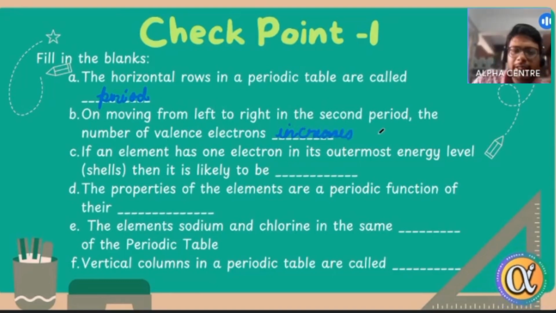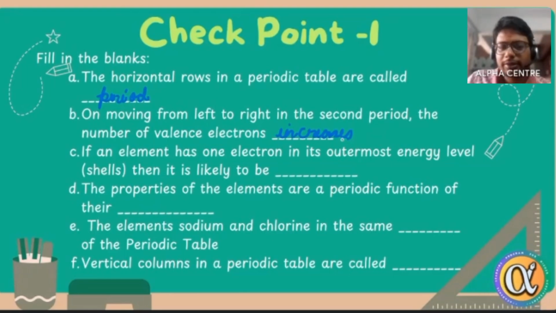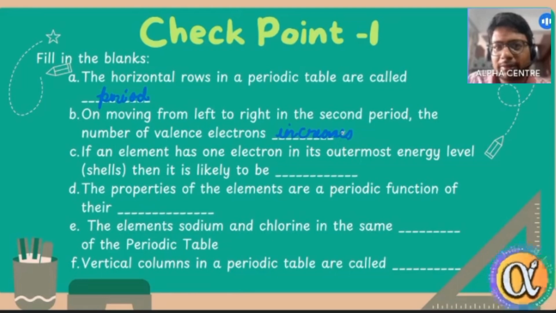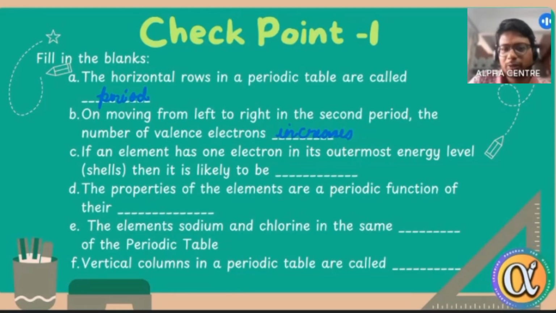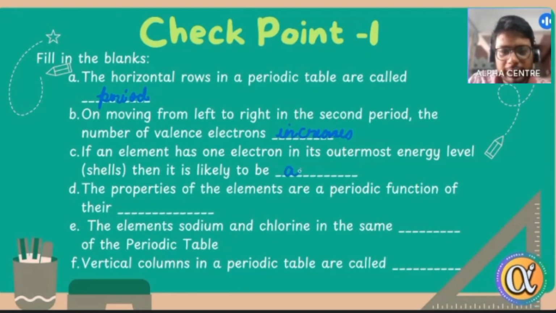If an element has one electron in its outermost energy level, then it is likely to lose the electron. What is that element? A metal. What metal? An alkali metal. So this is an alkali metal.